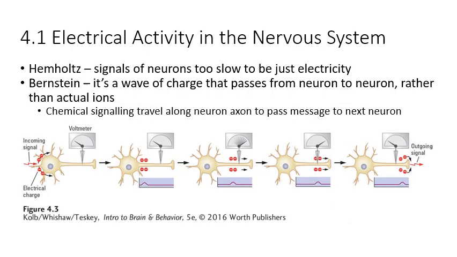Okay, so back to the course material. Helmholtz hypothesized that the signals in neurons are too slow to be just using electricity. And a bit later, Bernstein figured out that it's a wave of charge that passes from neuron to neuron rather than actual ions passing through from neuron to neuron. And he discovered that chemical signaling allows messages to travel along the neuronal axon and pass the message to the next neuron.